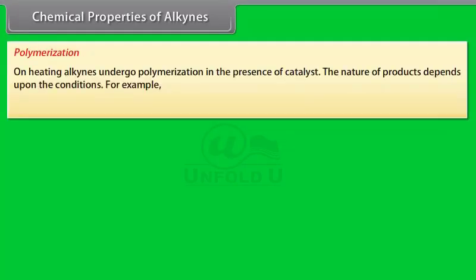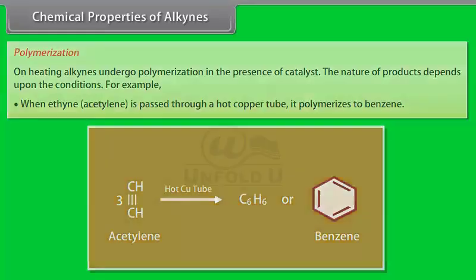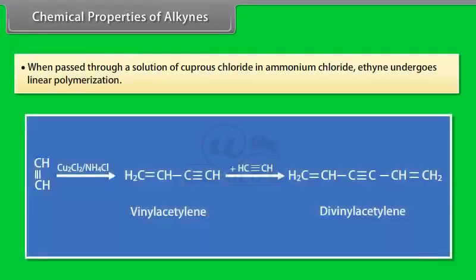Polymerization. On heating, alkynes undergo polymerization in the presence of catalyst. The nature of products depends upon the conditions. For example, when ethyl acetylene is passed through a hot copper tube, it polymerizes to benzene. When passed through a solution of cuprous chloride in ammonium chloride, ethine undergoes linear polymerization.